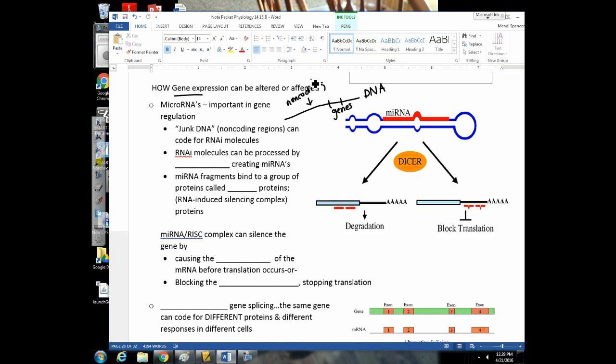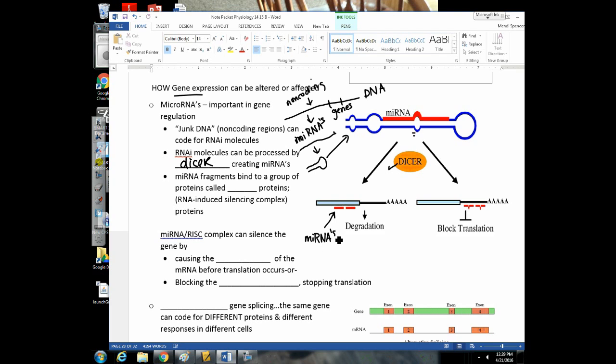But we have since learned that they code for microRNAs. So these microRNAs are produced, and they will then form these hairpin structures when they fold upon themselves, and you can see that here. These microRNAs, these RNAi molecules, I stands for interference, can be processed by Dicer, and here you see Dicer is going to process this molecule and basically cut it up into smaller fragments that are considered these microRNAs.